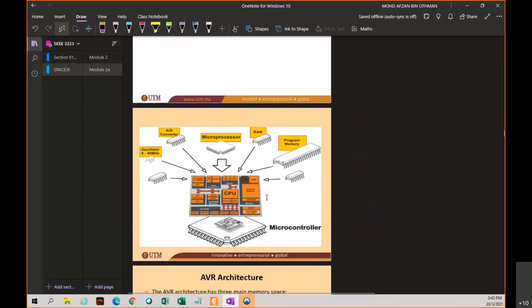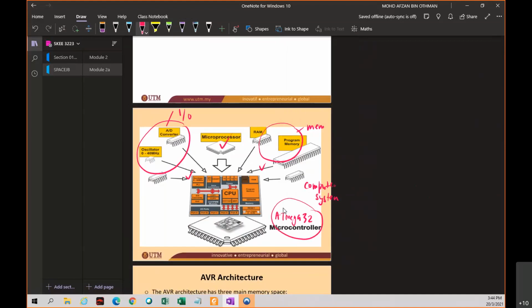Alright, so this is our microcontroller. Inside of the Atmega32 chip that you bought, you already have a CPU, memory, and I/O. Okay, you have a complete computer system inside of the Atmega32 chip. So actually the Atmega32 is a microcontroller, because it already has a CPU, memory, and input output peripherals.